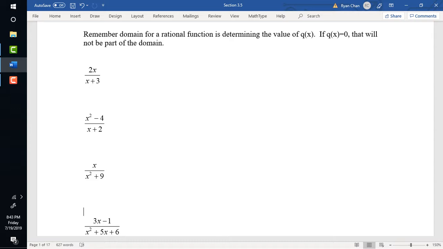All you have to do is set the bottom equal to 0. So here, I can set x plus 3 equal to 0, and I have x equals -3. And if you think about my domain, we would say x such that x is not equal to -3.